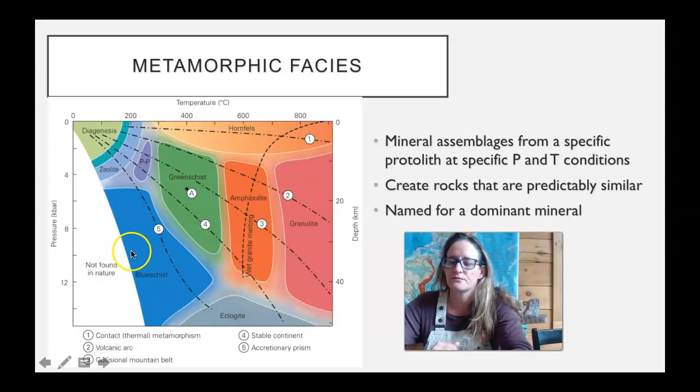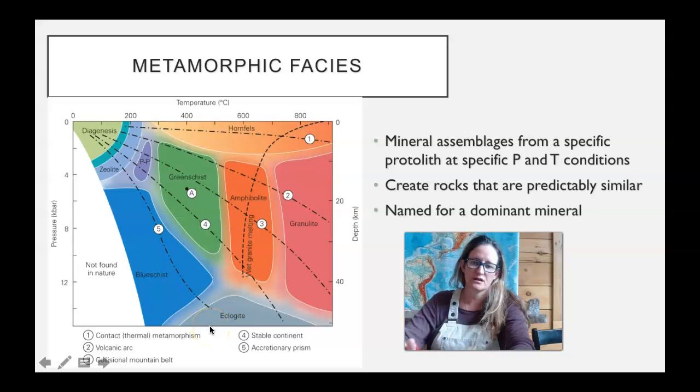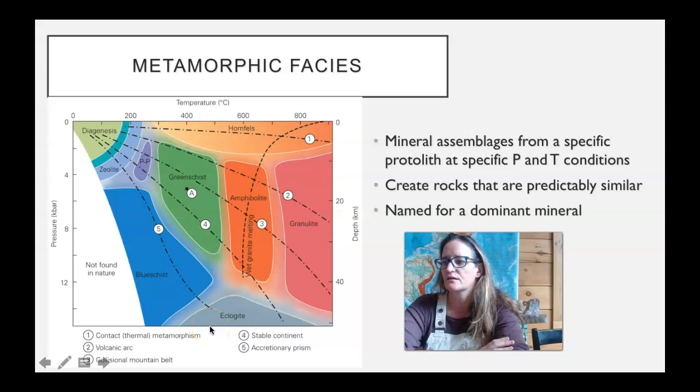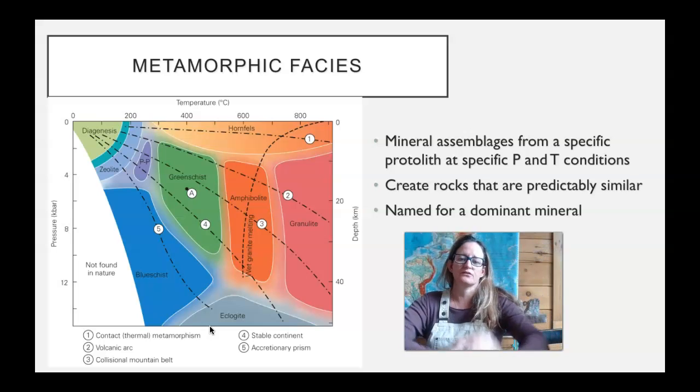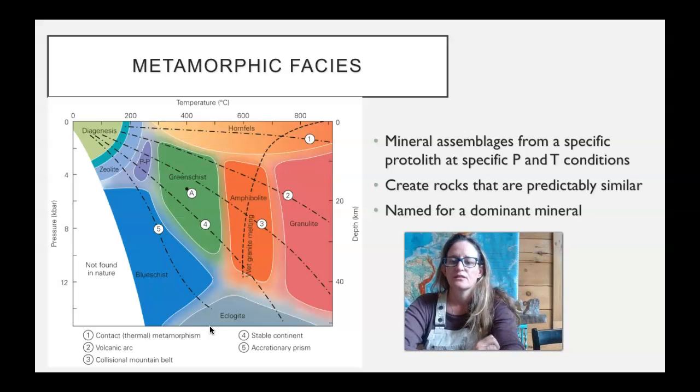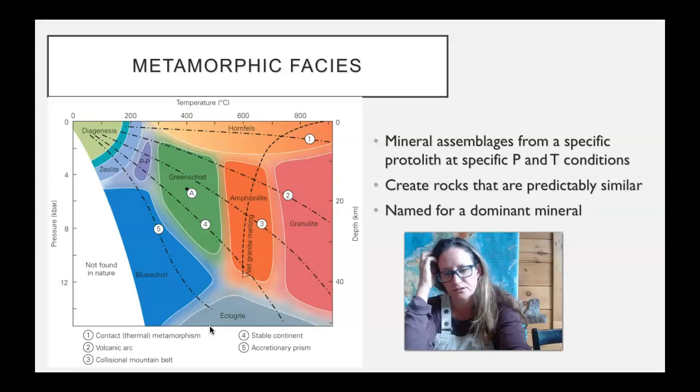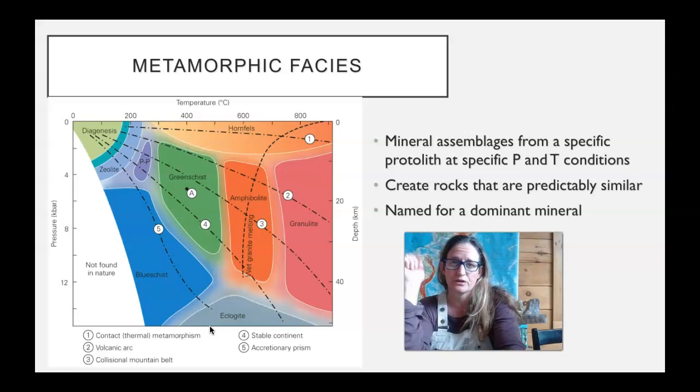here they have plotted 1, 2, 3, 4, 5 to coincide with different parts of a plate tectonic setting where plates are coming together, a convergent plate boundary. The name of the facies, greenschist, amphibolite, granulite, blueschist, those are all based on the dominant mineral that you would find at that pressure and temperature.